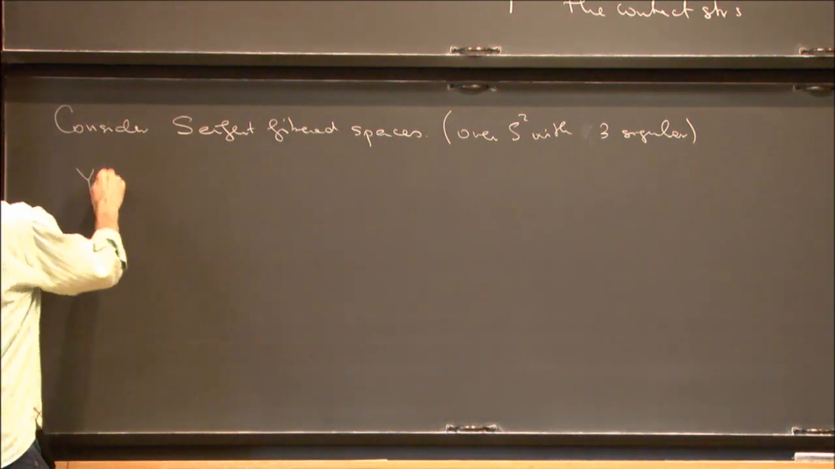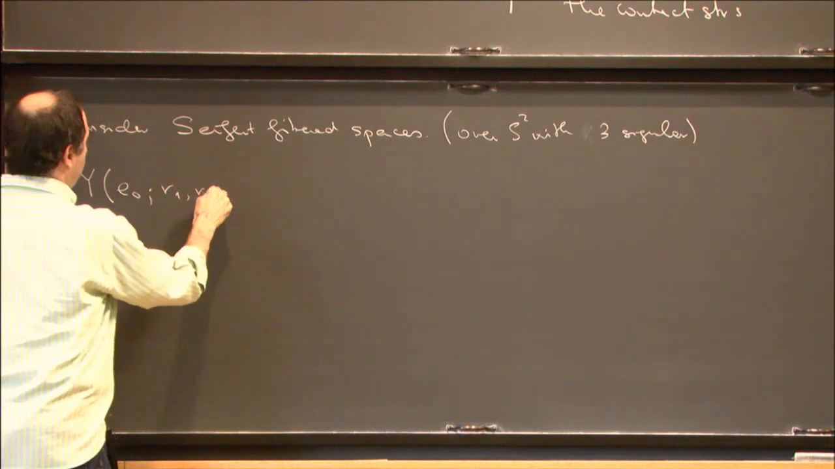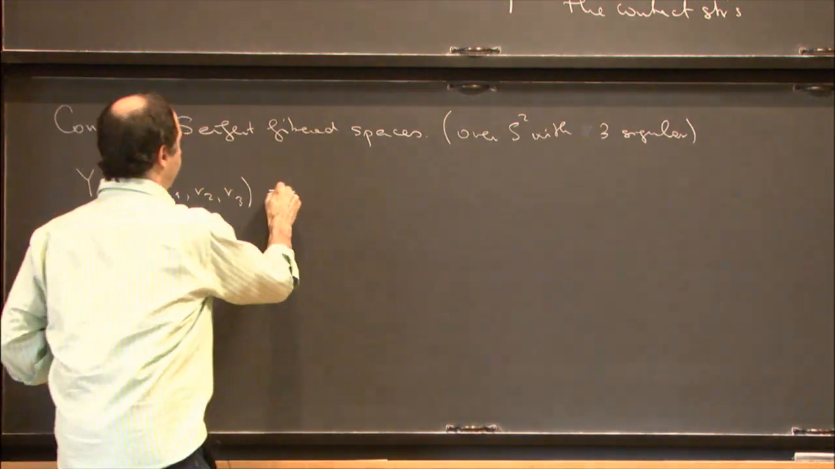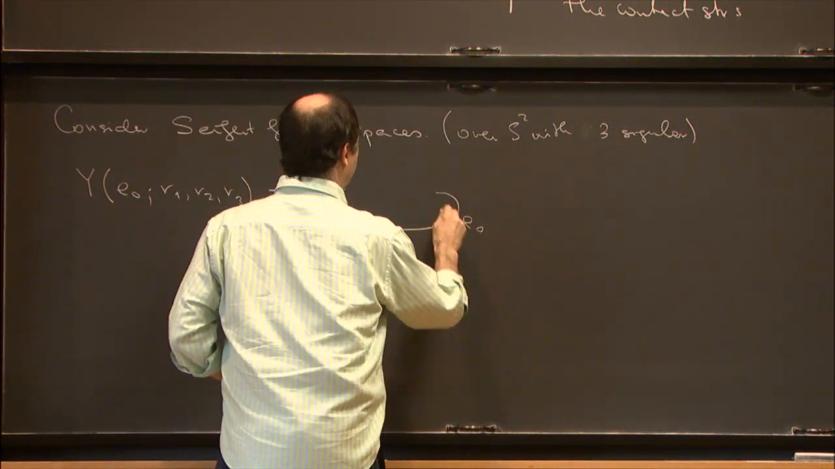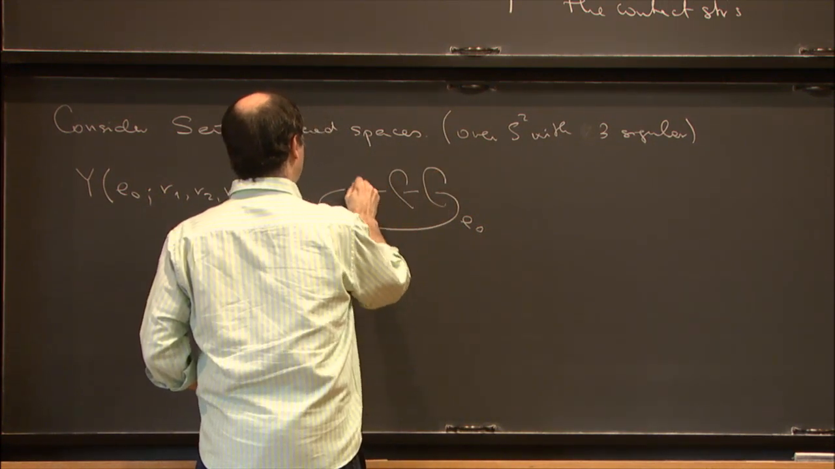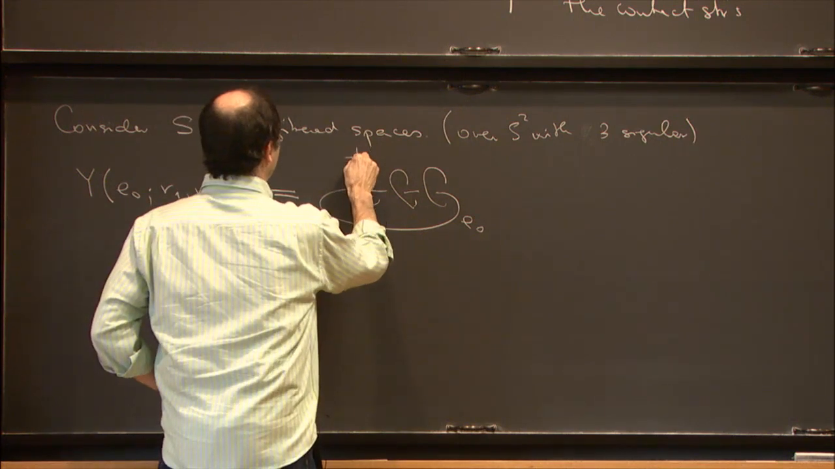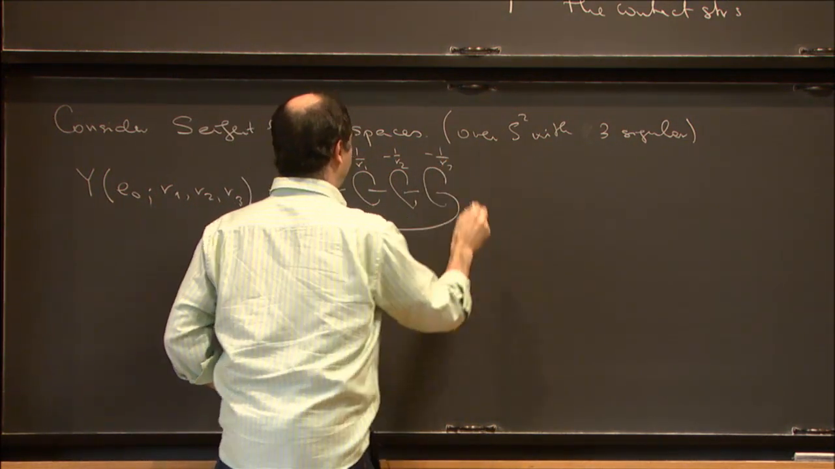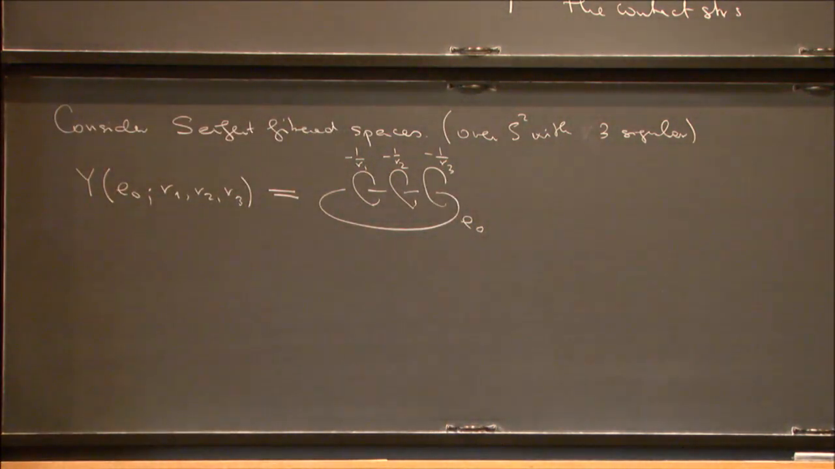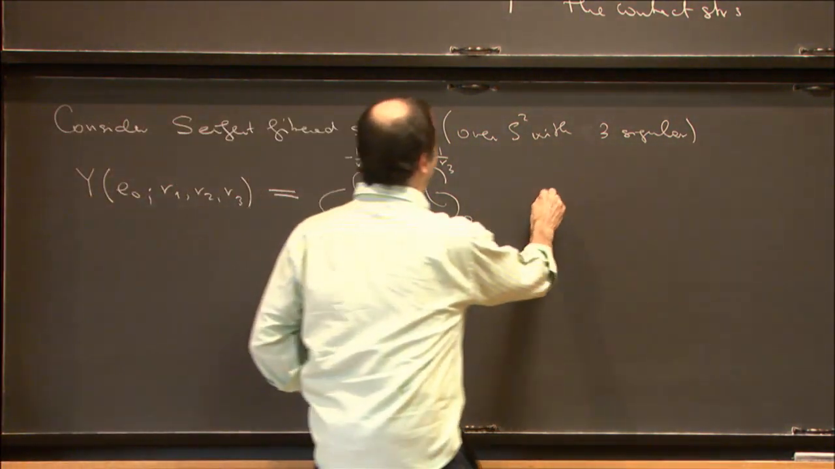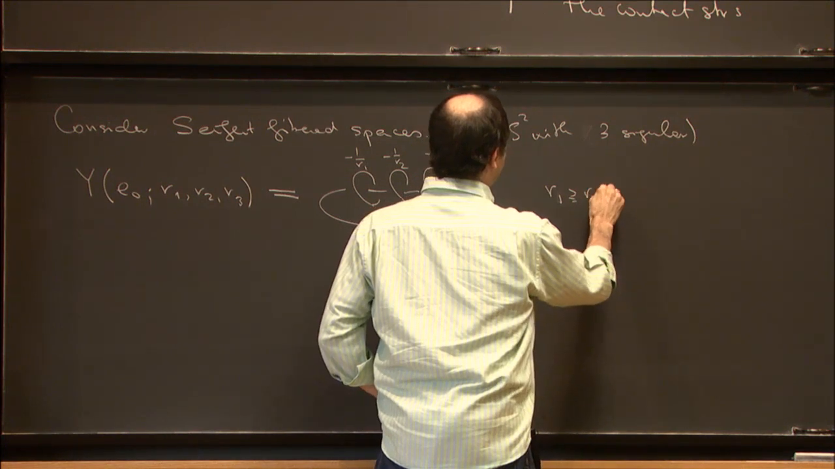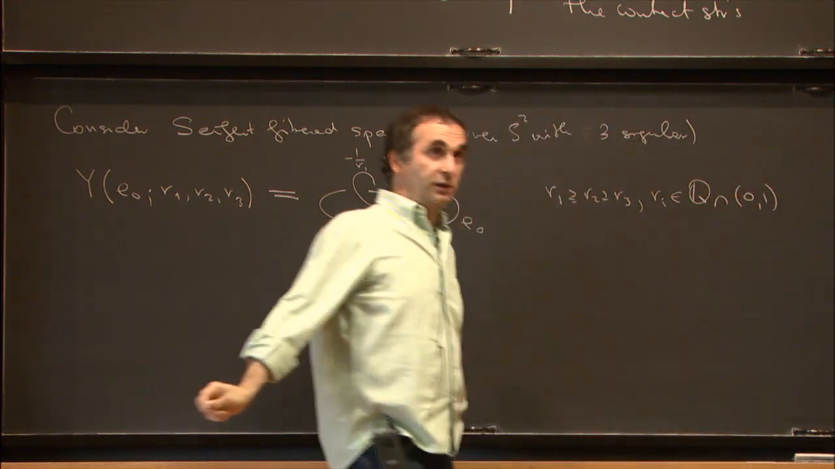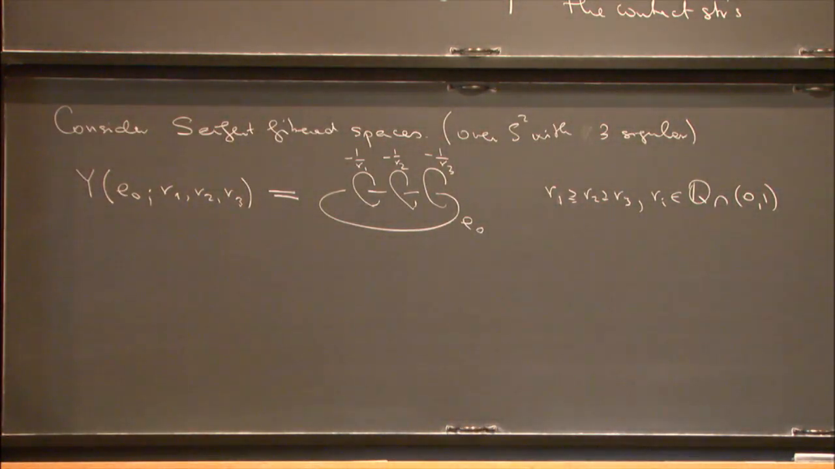So let's define the Seifert fibered space Y(e0, r1, r2, r3) by the surgery diagram of having 4 unknots linked in this obvious way, and we do surgery -1 over r, -1 over r1, -1 over r2, and -1 over r3. So this is my definition of this Seifert fibered space, where I assume that r1 is bigger than r2, bigger than r3, and all ri are rational and between 0 and 1. So this gives a presentation.